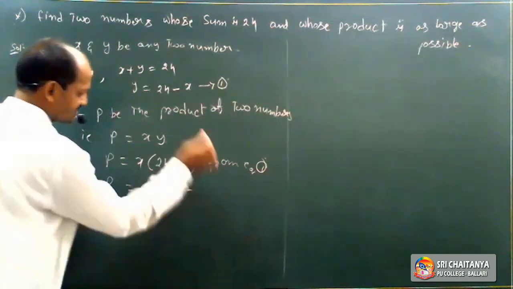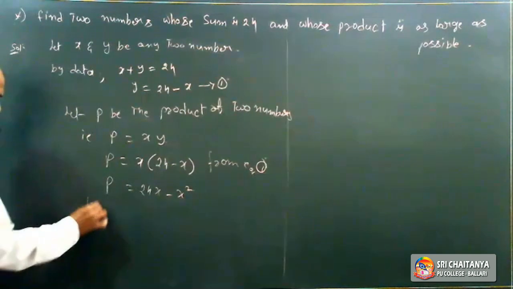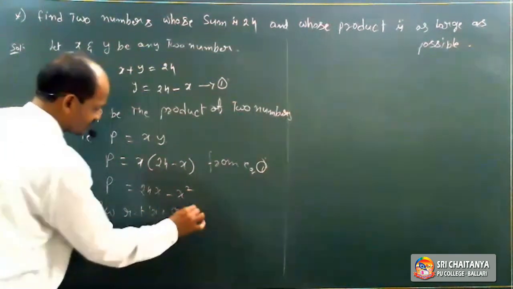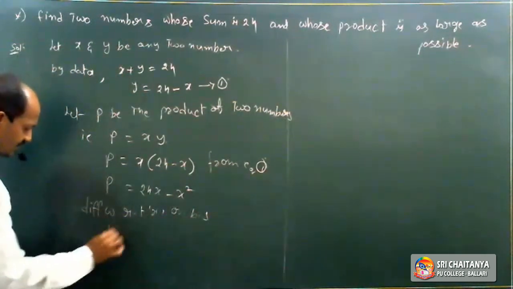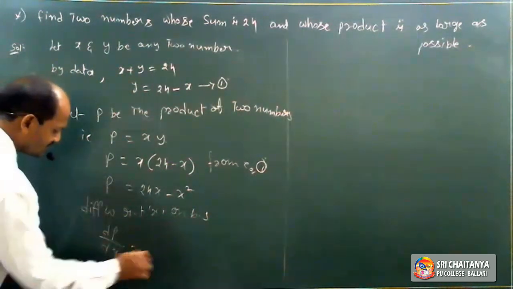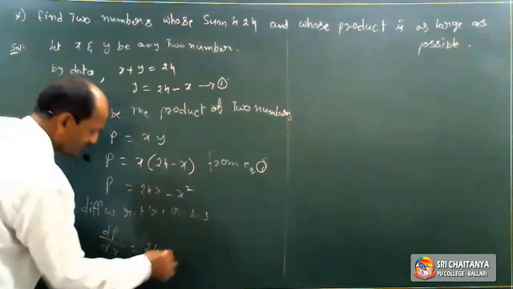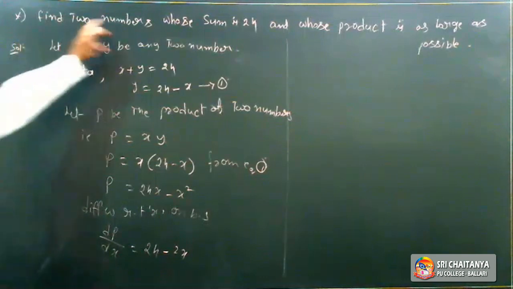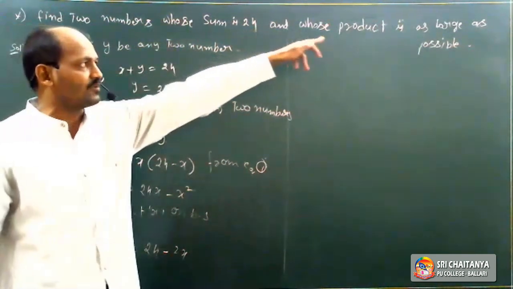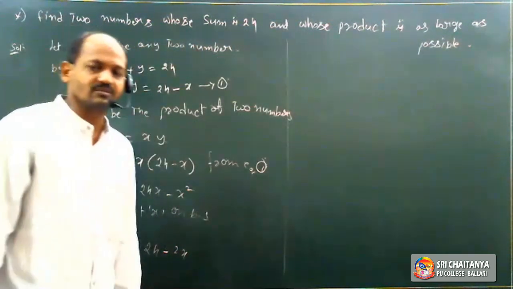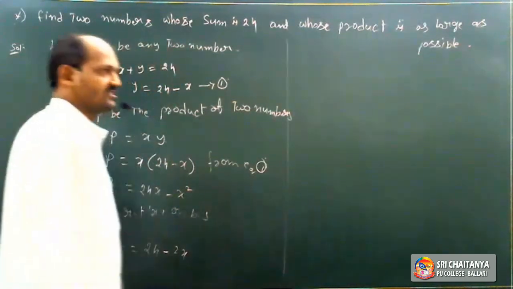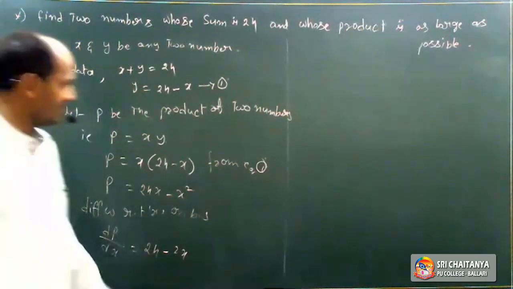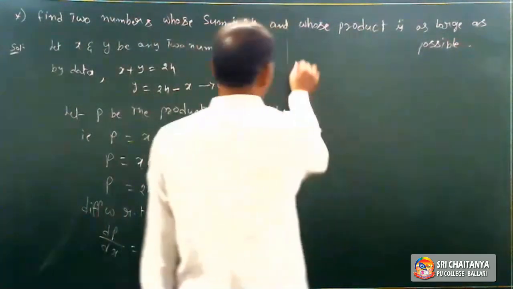24x minus x square. Then differentiation with respect to x on both sides, we get dp by dx is equal to 24 minus 2x. But here, find two numbers whose sum is 24 and the product is as large as possible. Large means maximum. Maximum or minimum depends on the second order derivative. It is only the first order derivative. Again a differentiation.